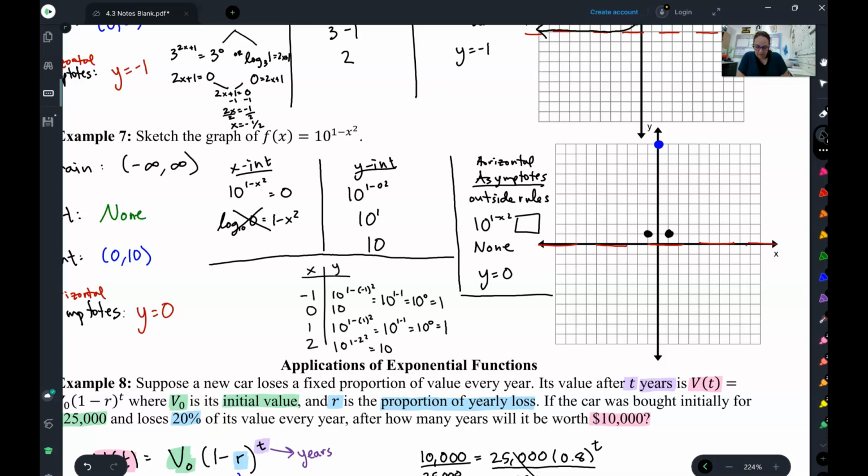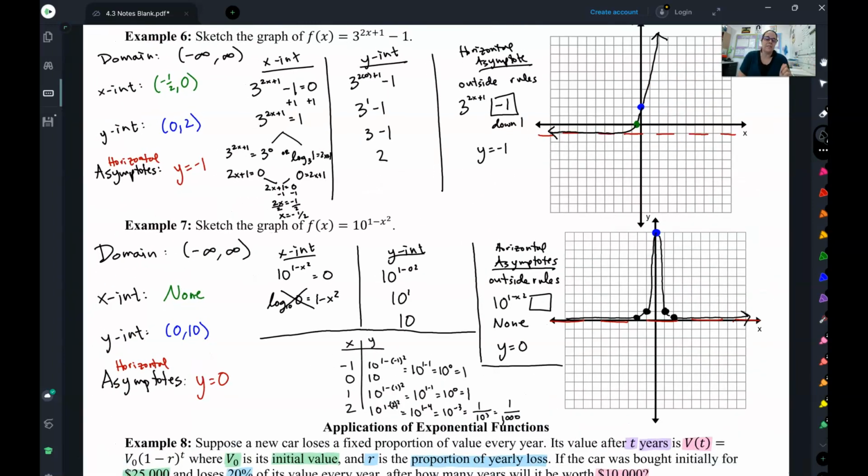So I get 10 to the 1 minus 4, which is 10 to the negative 3, which is 1 over 10 to the third, which is 1 over 1,000. That's a very, very small fraction. So at 2, I have this point, and if you plug in negative 2, you'll actually get the same thing. So now you should be able to start to see what this graph is looking like, which definitely is not the hockey stick shape.